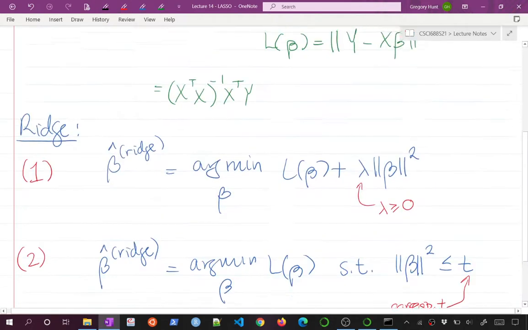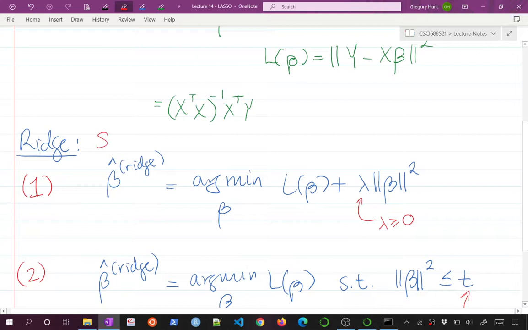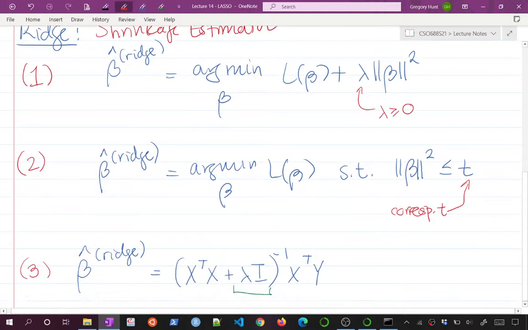So ridge regression is known as a shrinkage estimator. And it's known as a shrinkage estimator for obvious reasons. It's trying to shrink beta. That's its primary mode of operation, is trying to shrink beta. And therefore, it's known as a shrinkage operator.